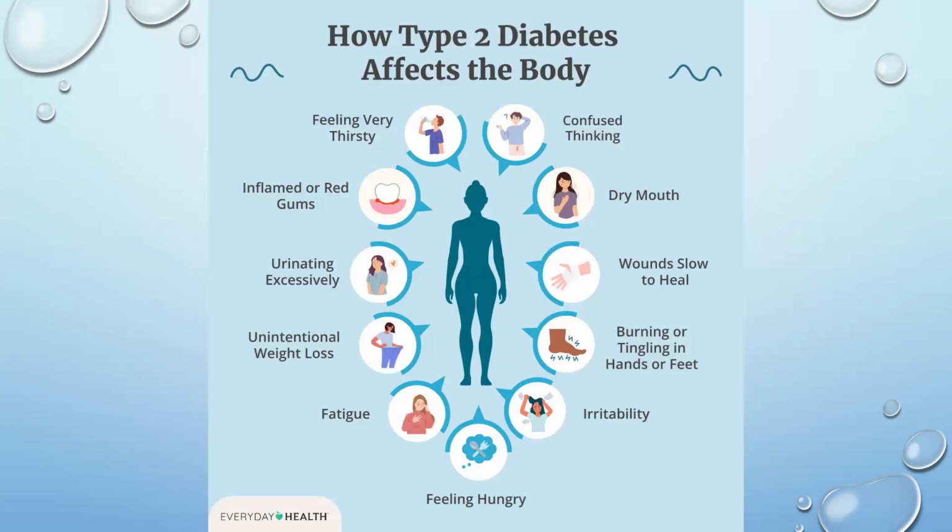So, how does type 2 affect the body? It leads to confused thinking, dry mouth, and wounds heal slowly. There is a burning or tingling sensation in hands or feet, irritability, feeling hungry, fatigue, unintentional weight loss, urinating excessively, inflamed or red gums, and feeling very thirsty. The polyuria, polyphagia, and polydipsia are symptoms that occur in both type 1 and type 2 diabetes mellitus.